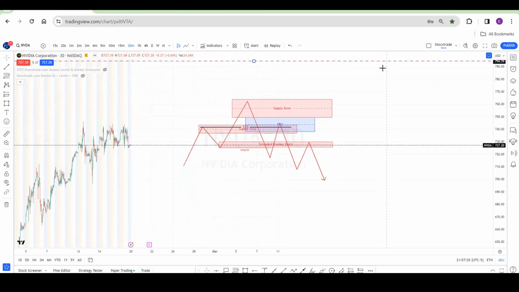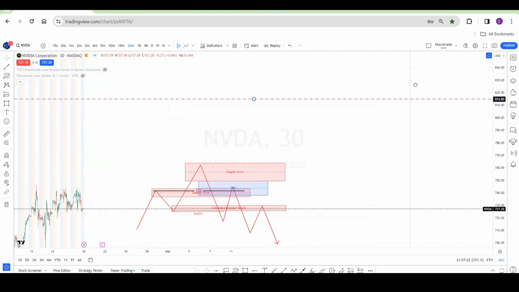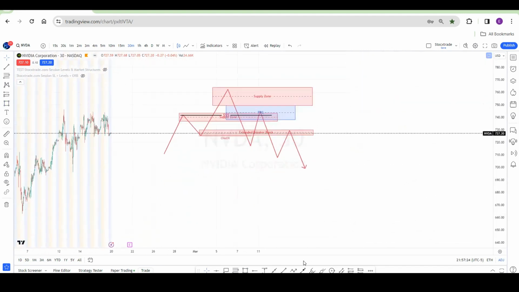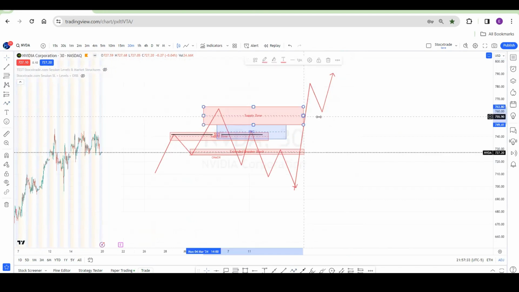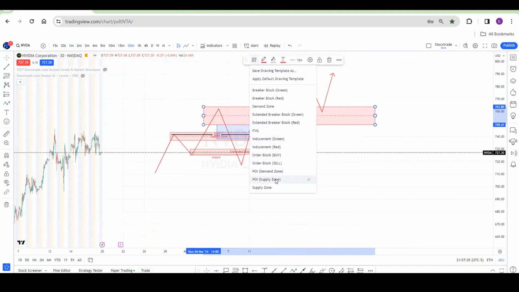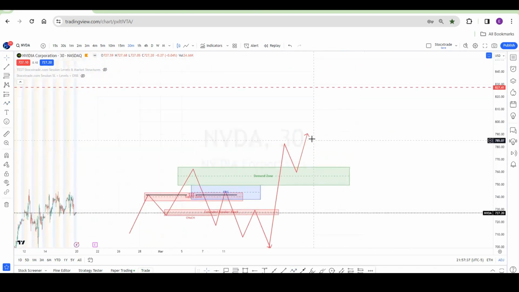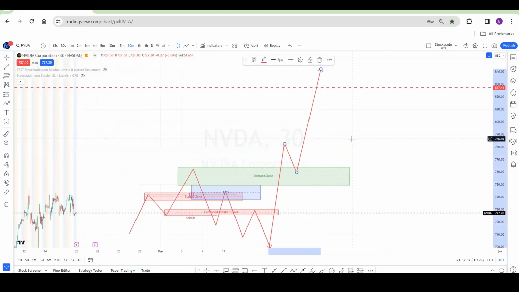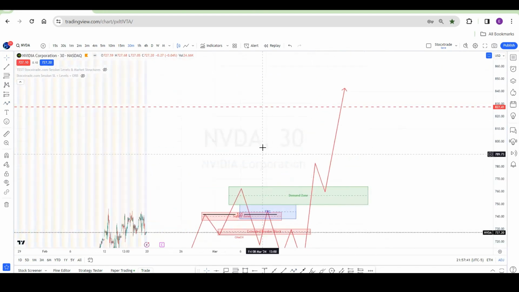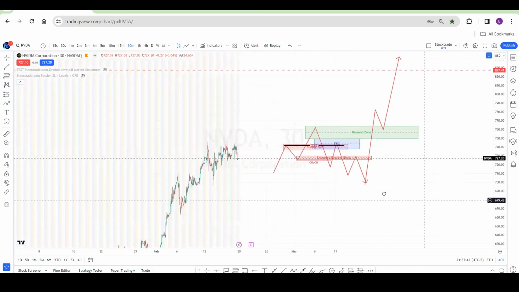Don't stretch your stop loss. Don't think, no, the price will reverse. What will happen is the price will come back again, this supply zone will become a demand zone, and it will create a new high. Don't stretch your stop loss.